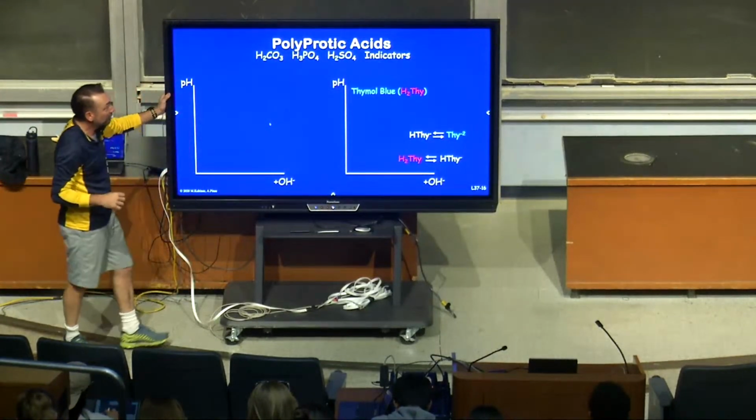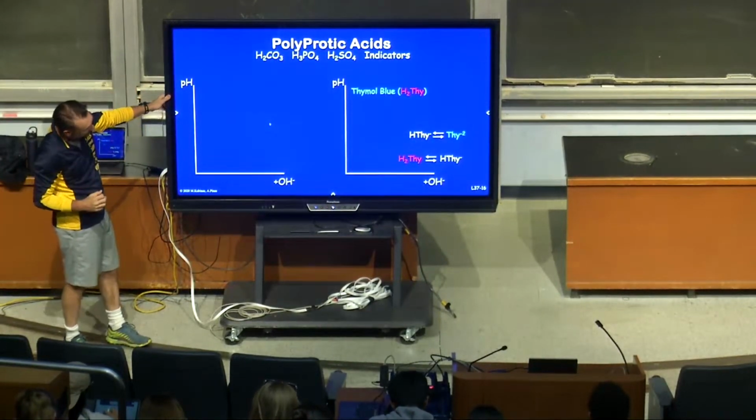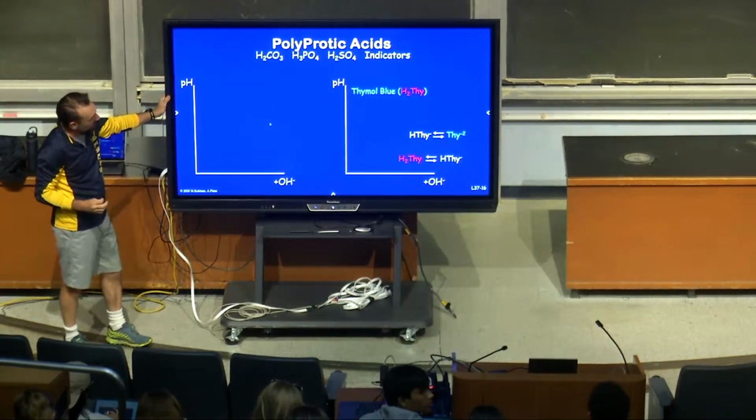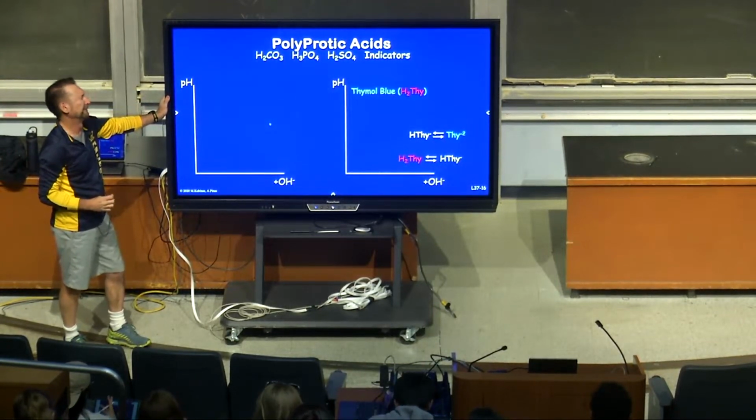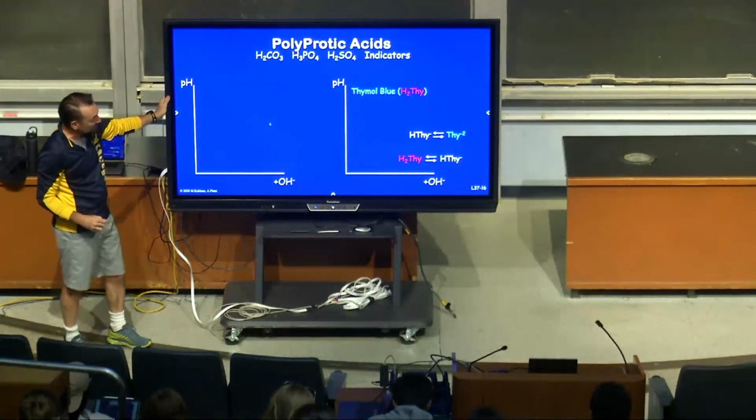So let's talk about polyprotic acids, and we bring this up because, oops, apparently the animations are a little off here. Oh yeah, geez, forgot. This might be all messed up. I was just working on this.